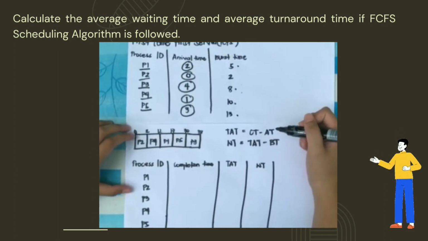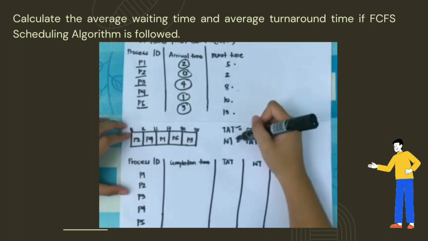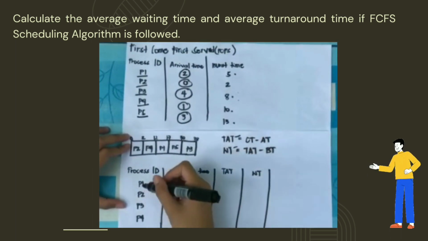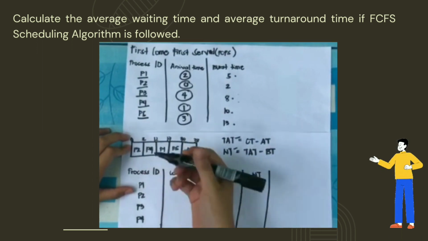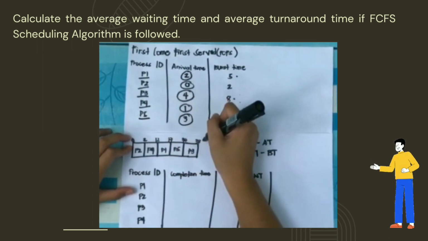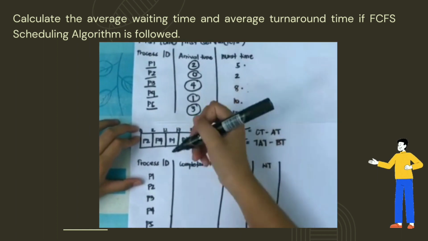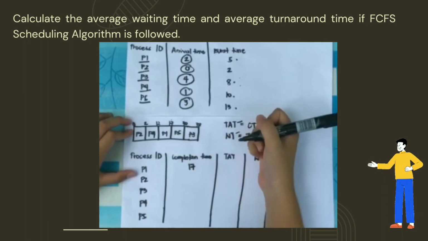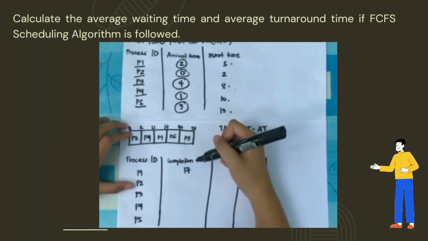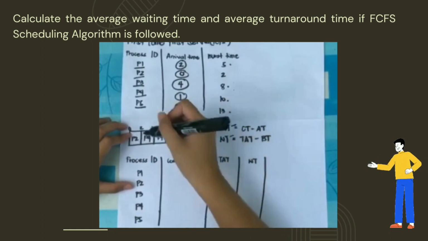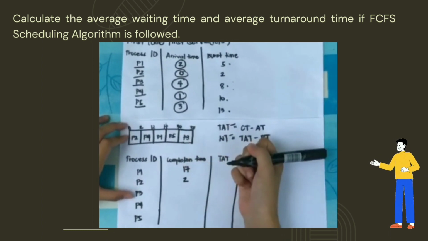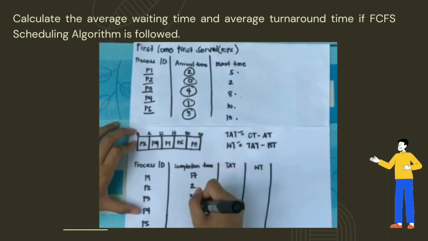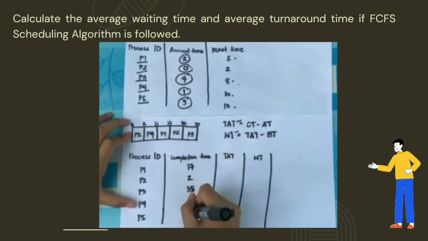Papaliwanag natin kung paano nakukuha yung turnaround time at yung waiting time. So, una, kukunin natin yung completion time ng P1. So, yung completion time is itong mga sinulat natin kanina sa Gantt chart. So, ang completion time ng P1 is 17. Sulat natin dito yung 17. Tapos, next is completion time ng P2. So, sulat natin 2. P3 is 38. P4 is 12. And P5 is 30.